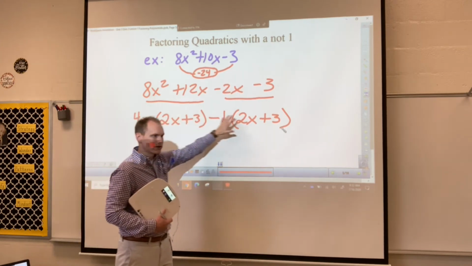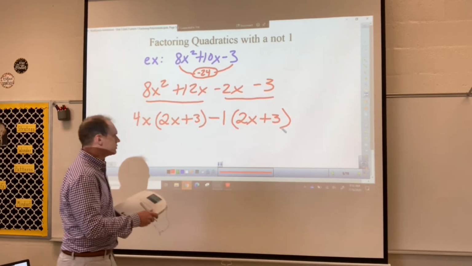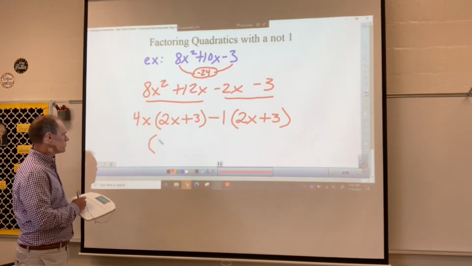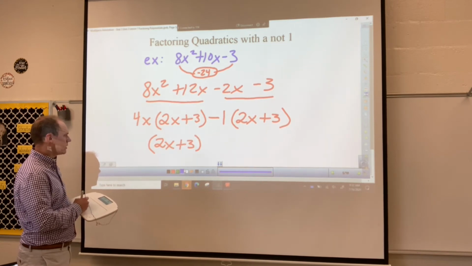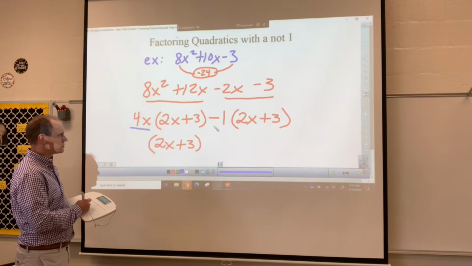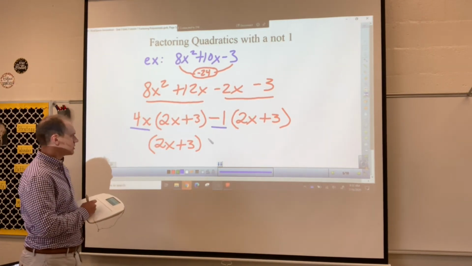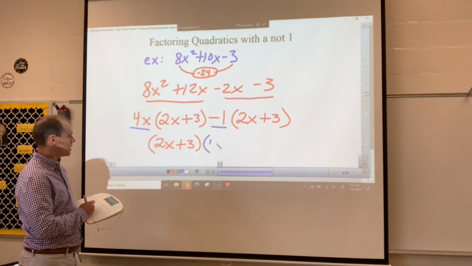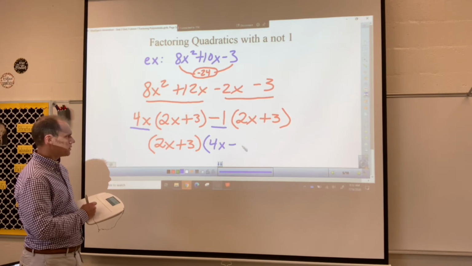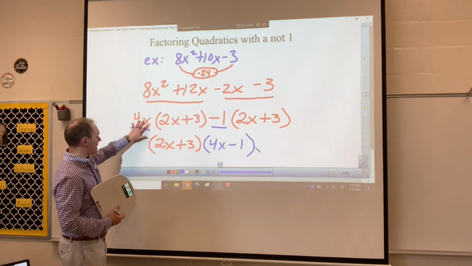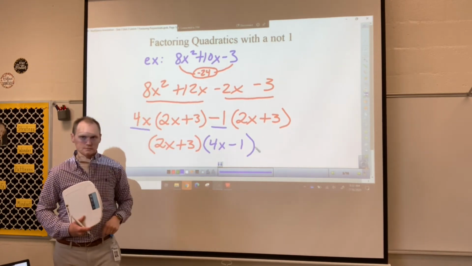What can we factor out from the whole thing now? What's in common from both factors? Yeah, 2x plus 3. So we can factor out 2x plus 3 in front here, and we're left with this additional stuff on the outside. If we factor out a 2x plus 3 from this first term, we're left with 4x. If we factor out 2x plus 3 from this last term, we're left with a -1. So this exterior stuff becomes our second factor.